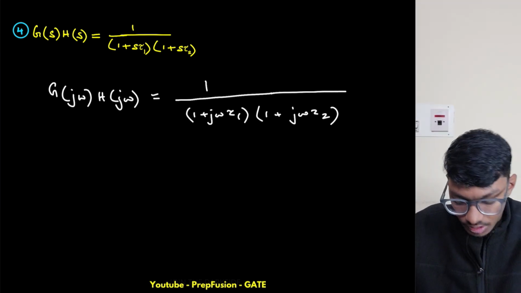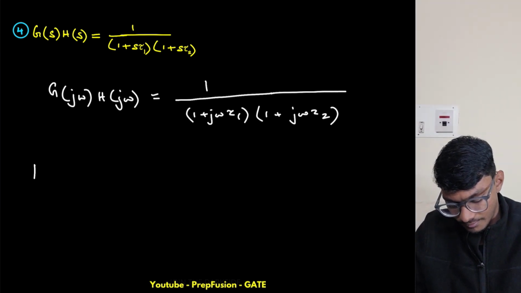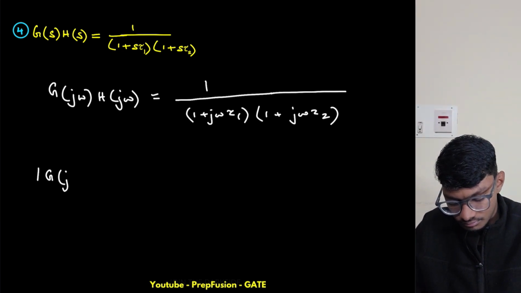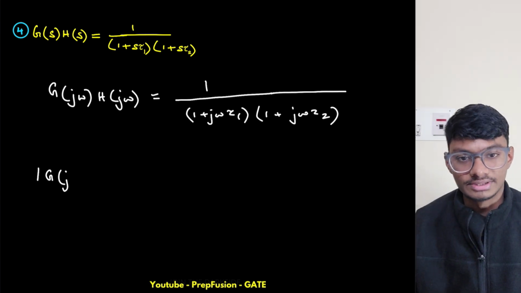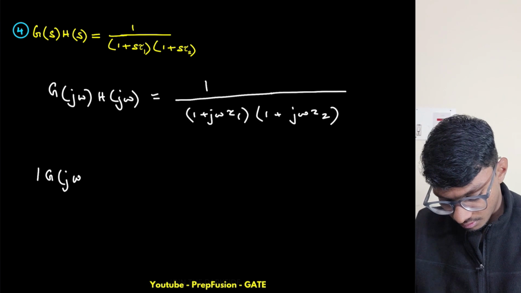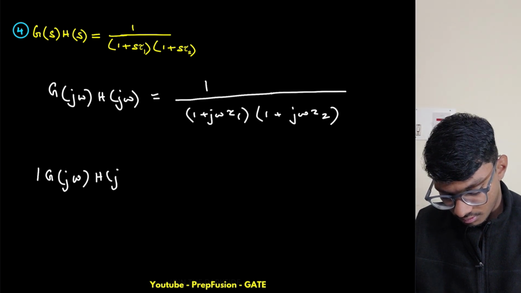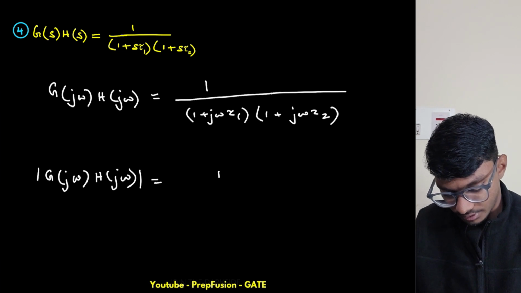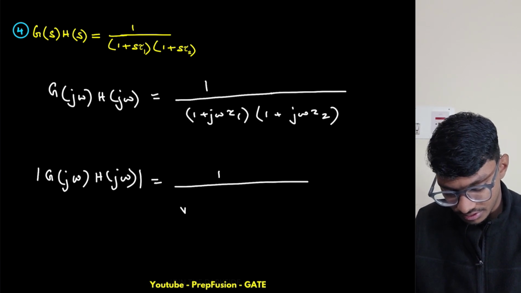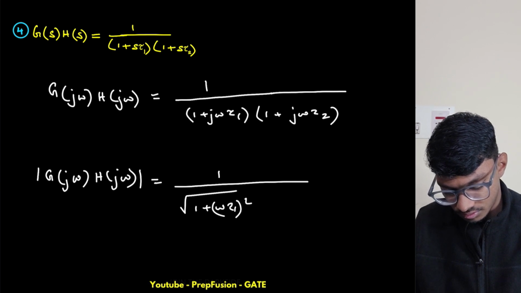And what is this magnitude? Now I will plot the magnitude and the phase angle basically. The magnitude will be something like this. I'm doing this directly now. It is 1 plus omega tau 1, whole square.